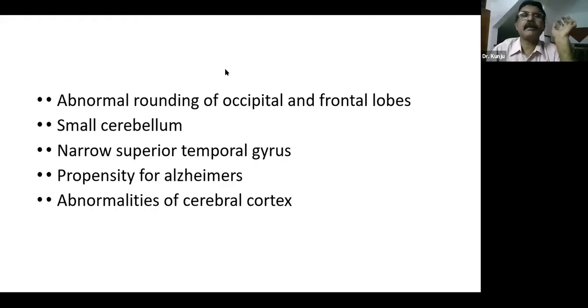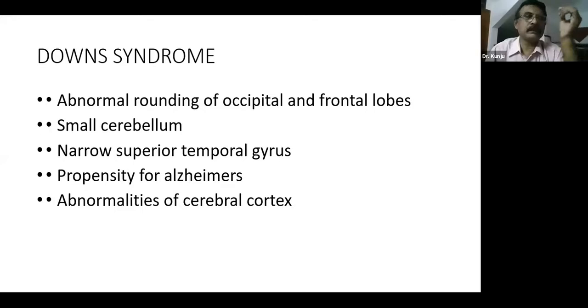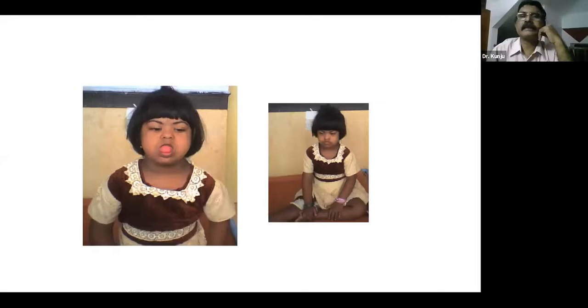I'm looking at the chat box. You can put the answer. Anybody is putting the answer there? Yes, sir. Many of them have. I think five, six, yes, people have answered as Down syndrome. Yes, Down syndrome. And these are the features of Down syndrome. Okay, so I'm not going to the details. But again, all of you know that this is one of the conditions of microcephaly I have already mentioned.